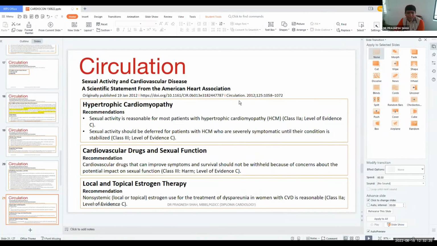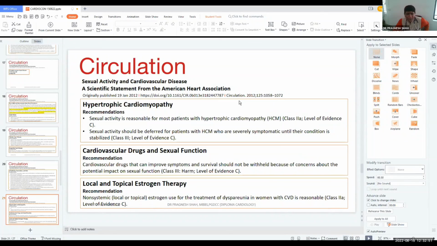Sexual activity and HOCM, though it is reasonably good for most patients of the HOCM, sexual activity should be deferred for the patients with HCM who are severely symptomatic until their condition is stabilized, and HCM with severe outflow obstruction.